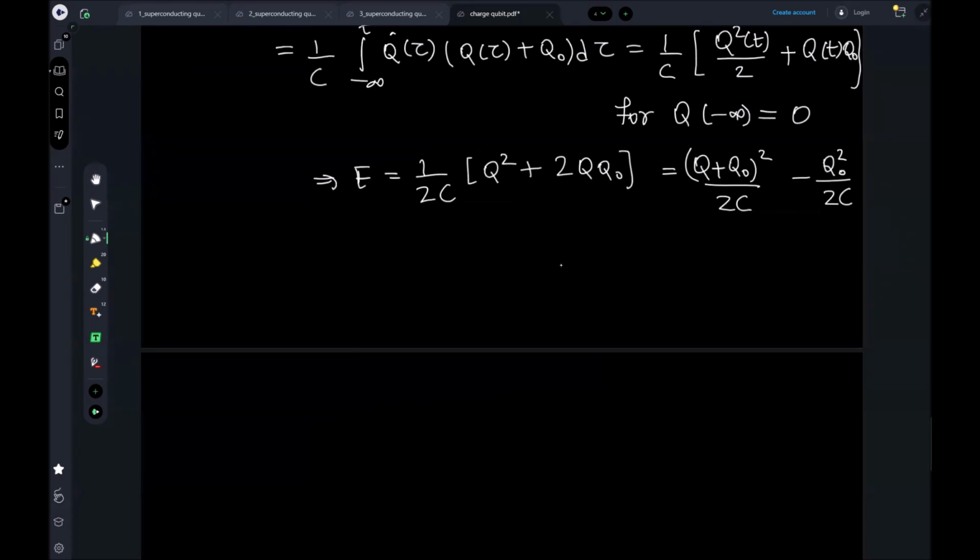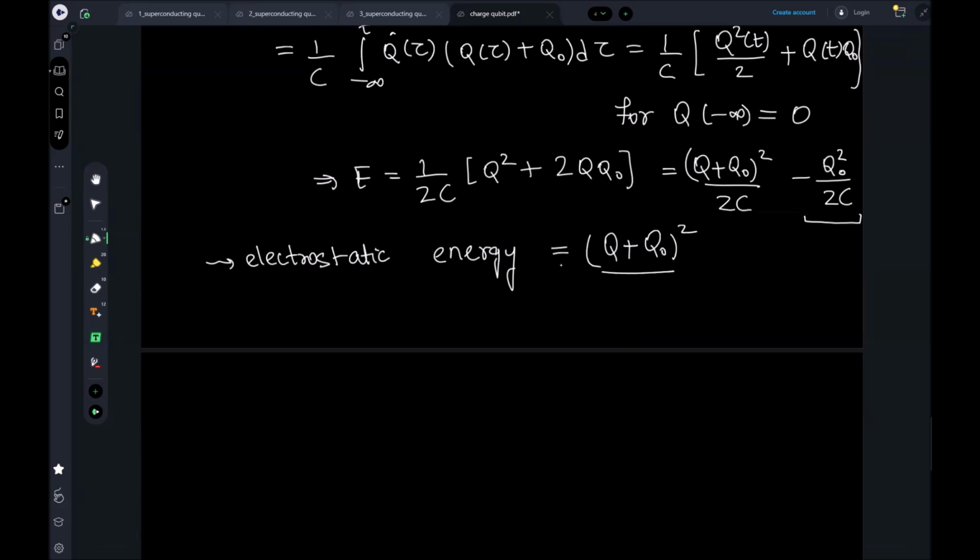Now further, I can actually ignore this term because this is just a constant, and we can just write the total electrostatic energy of a capacitor. And if you have guessed it, that is just the total charge on the capacitor, the square of that divided by 2 times C.